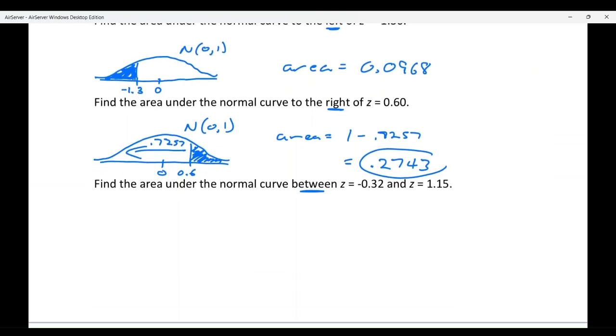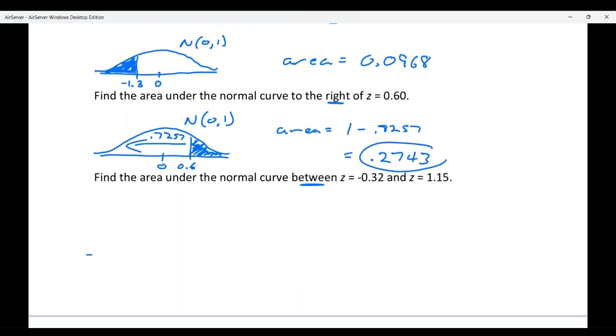Okay, last one is to find the area between 2 points, and we're going to change up the numbers here just so we can get a little practice with something other than that first column.